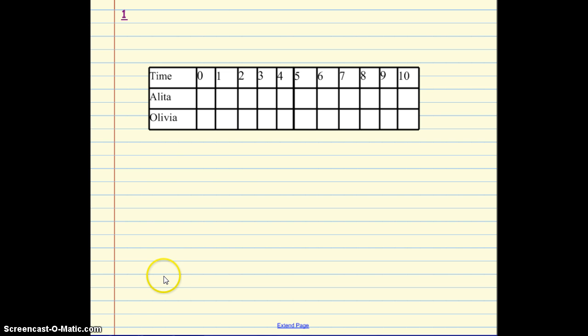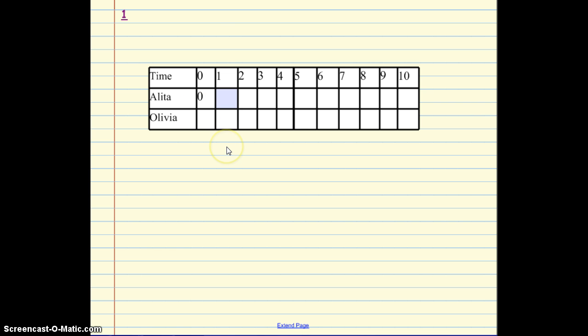Alright, so we're going to make a table here to find the distance that each child was. So let's start with Alida. Alida is the older sister, and she is going to let Olivia start 4 meters ahead. So that means Alida is going to be right here at the starting line. She's going to be starting at 0.